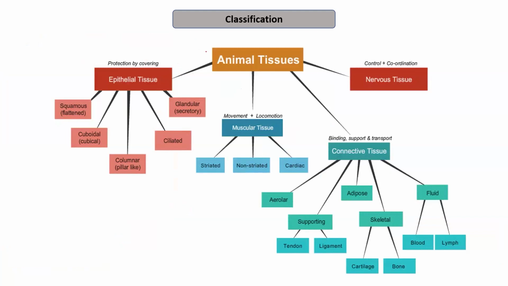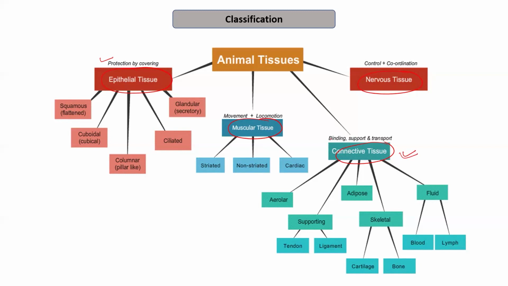We discussed the different animal tissues. In this, we are mainly dealing with the tissues first. Different animal tissues are broadly classified into four types: epithelial tissues, muscle tissues, connective tissues, and nervous tissues. The function of the epithelial tissue is mainly protection and covering, and we have already discussed different types of epithelial tissues in the last lecture. In this lecture, we will be discussing the connective tissue.